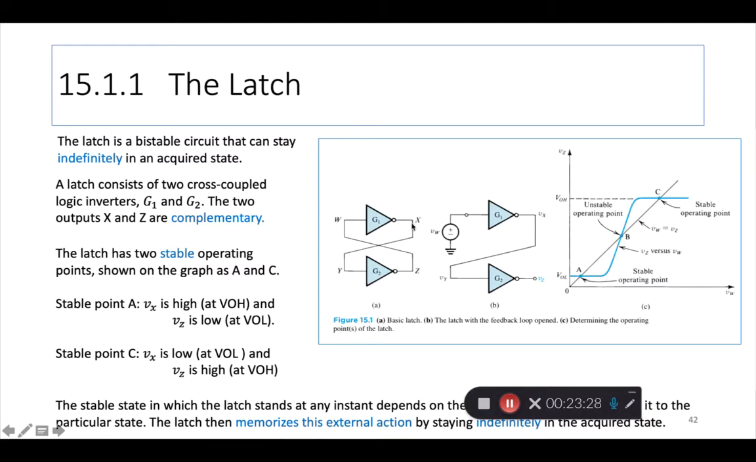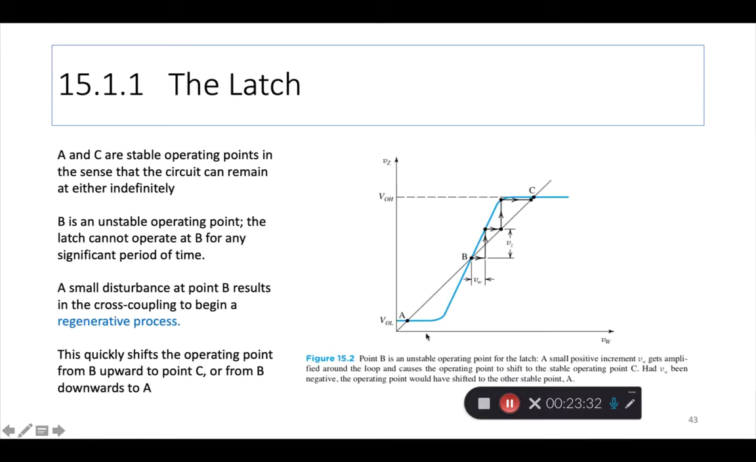You know what stable point A is, right? Vx is high and Vz is low. So either it will go to A or it will go to C, but it won't stay anywhere in the middle for too long. This process, because of cross coupling, is also called a regenerative process, and this quickly shifts the operating point from B either upward to point C or from B downward to point A.